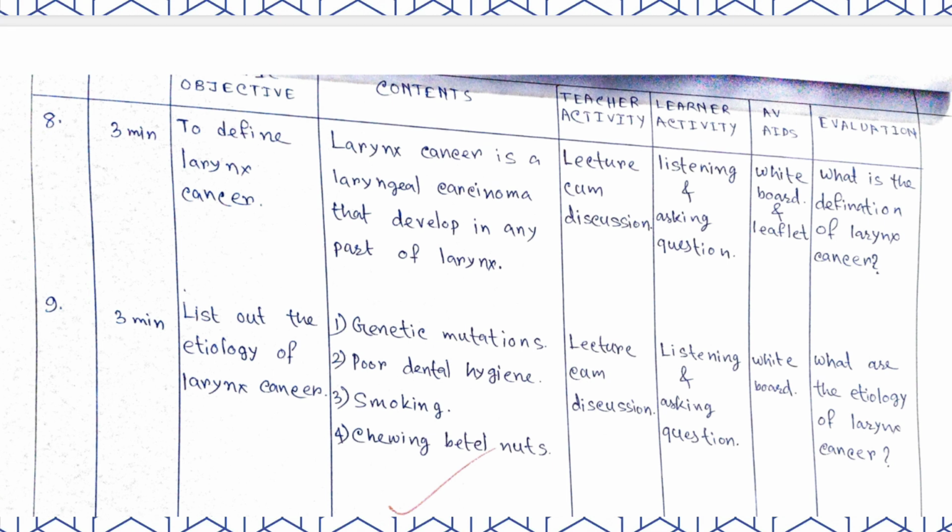Then point number 9, specific objective: list out the etiology of larynx cancer. Content: genetic mutation, poor dental hygiene, smoking, chewing betel nut. Teaching activity, lecture cum discussion, learner activity, listening and asking questions, AV aid, whiteboard. Evaluation: what are the etiology of larynx cancer?